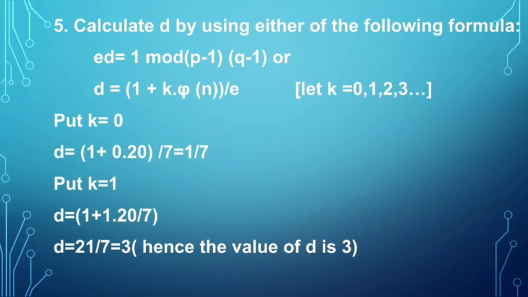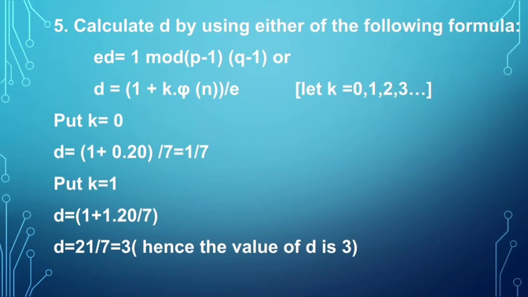Moving on to the next step, we are going to calculate the d value, either by using the formula ed equal to 1 mod (p minus 1)(q minus 1), or by an easy method, d equal to (1 plus k dot phi of n) divided by e. So k can range from 0 to any number of values until you get a whole number as a result. Let's move on to the steps. First we are going to take k equal to 0. Substituting in the formula, we get the answer as 1 by 7, which is a fraction.